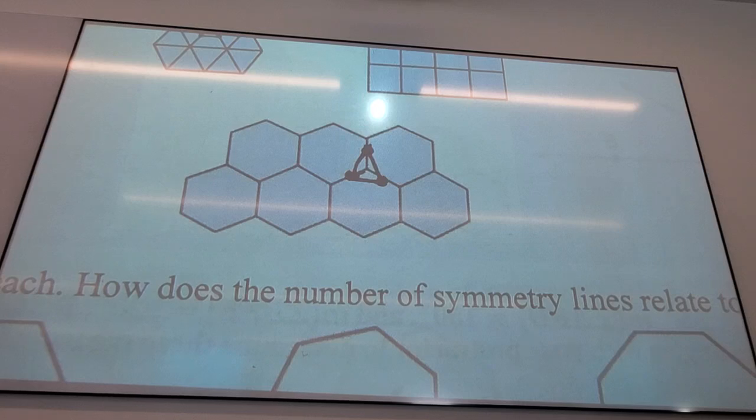So there's a lot of nifty mathematics inside of tessellations, behind creating tessellations. I showed you some of the Escher stuff if you were here last time.